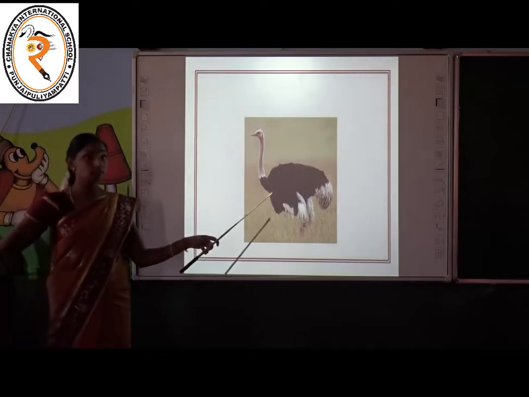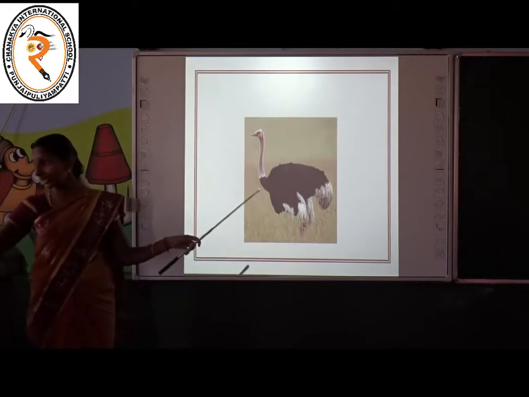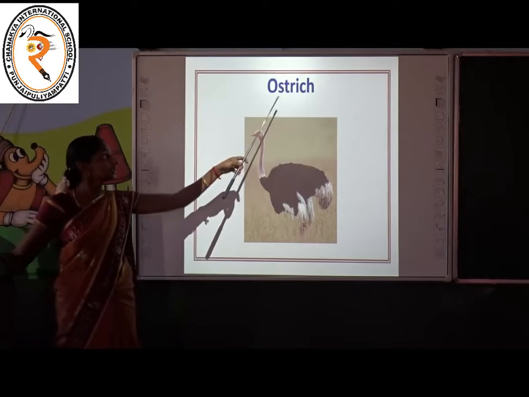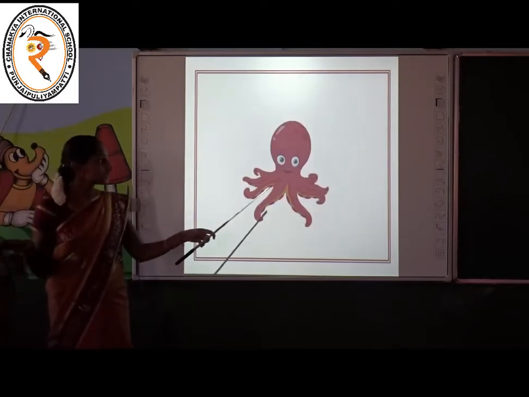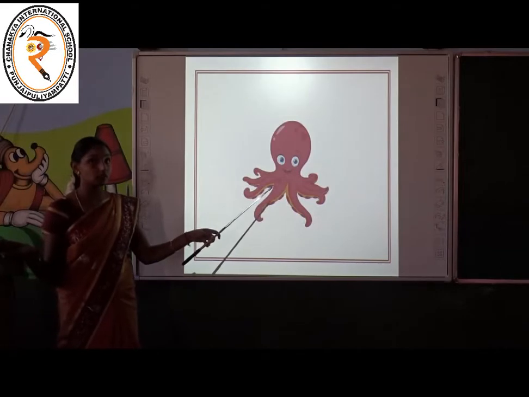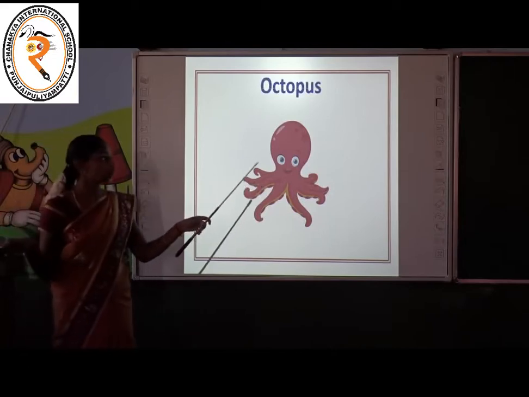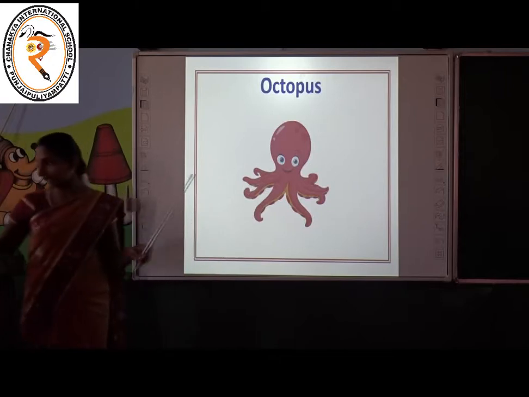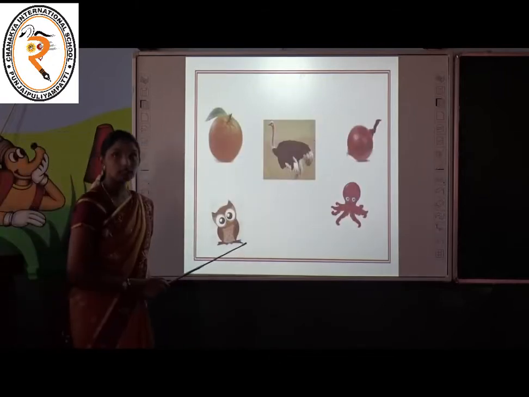What it is? Again, it's a bird, children. Do you know its name? Yes, correct. Ostrich. What it is? This is a bird. Its name is ostrich. What it is, children? It's a sea animal. What it is? Can you tell me its name? Yes, it's an octopus. What it is? An octopus. Very good.